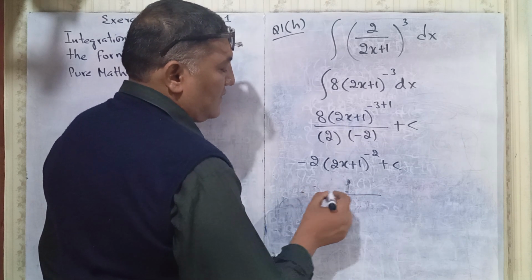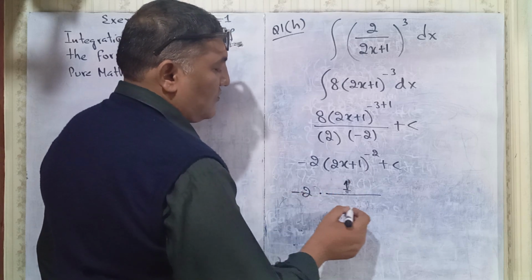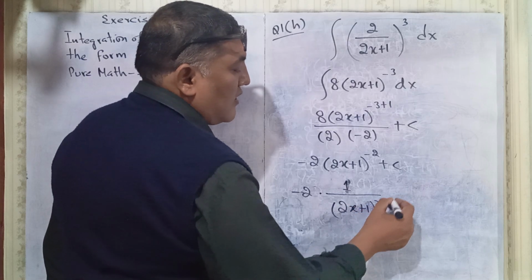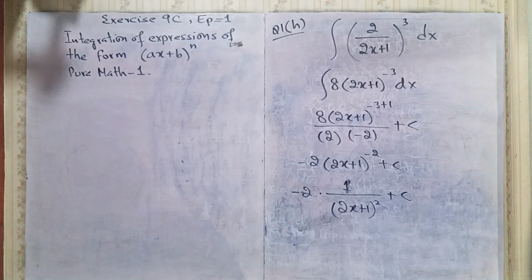We can write it like this, minus 2 or plus c. We can write it like this also. So this is how you will do the H part.